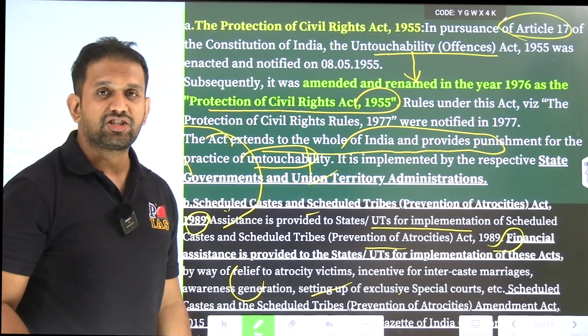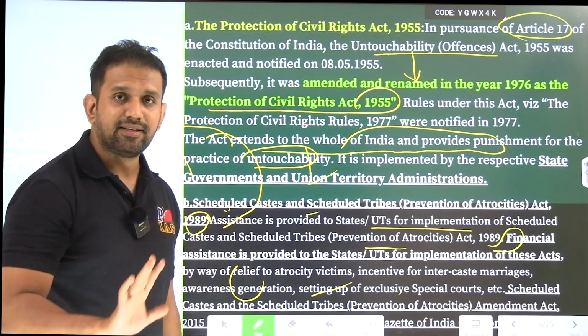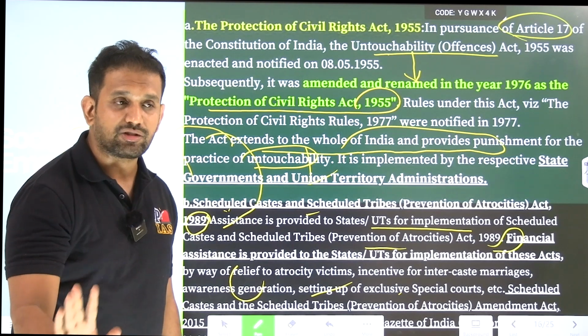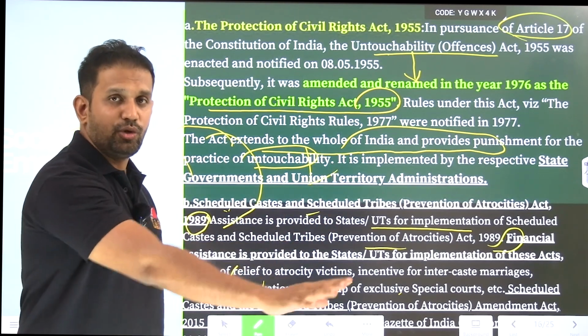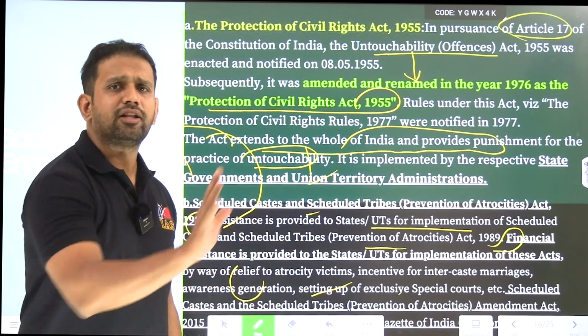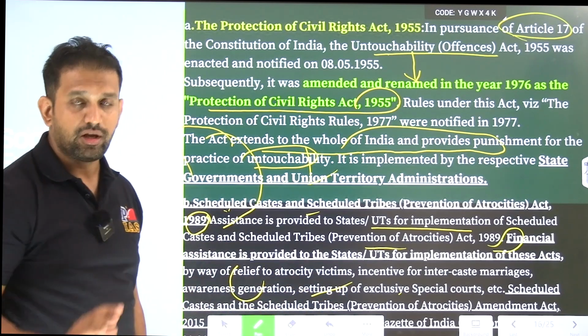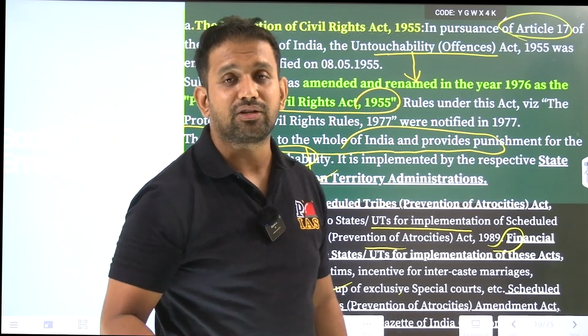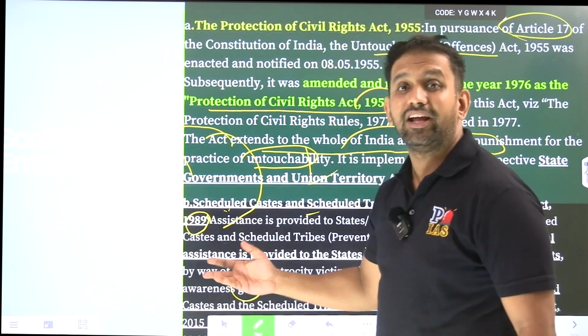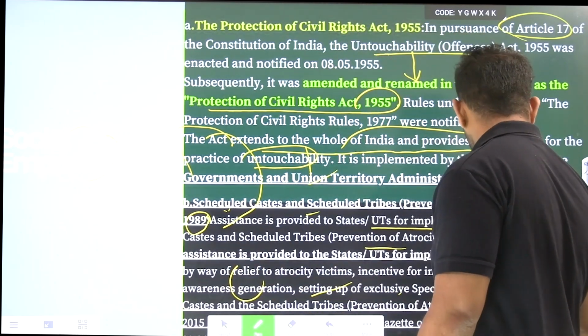Implement this act properly. Create an untouchability cell. Create an SC cell separately. Those who are practicing untouchability, the cases should go there. Create a new institution, a new cell in the police department, and so forth. So financial assistance is given by the central government to the state and union territory governments in order to implement this SC Act.